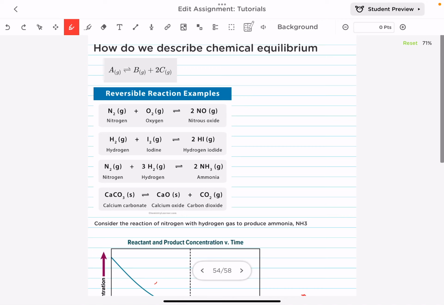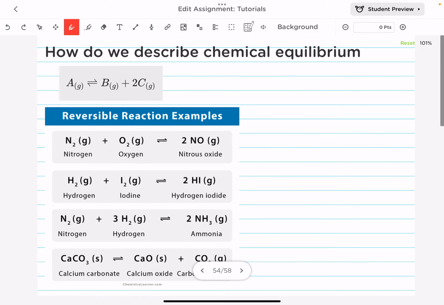Hello everyone. In this video, we're going to explore an essential concept in chemistry, dynamic equilibrium and reversible reactions. We'll discuss how a system reaches equilibrium and what happens to the concentration of reactants and products over time. So, let's start. First, what is a reversible reaction?